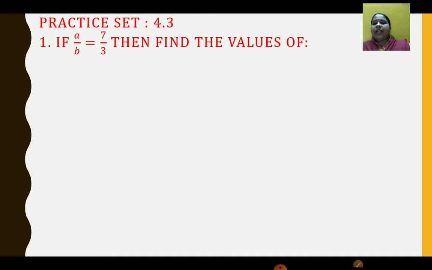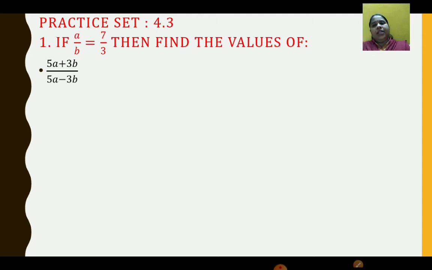Okay, so practice set 4.3. This is the first question. It is having 4 sub questions. Please try to write along with me, only then you will understand it. Okay, see the question. Equal ratio is given. A upon B is equal to 7 upon 3, right? Then find the values of, I told you there are 4 sub questions. Among that, the first one is this.